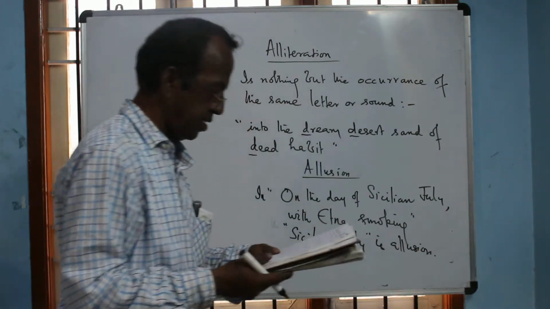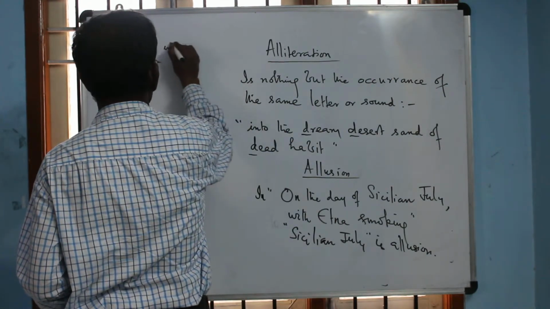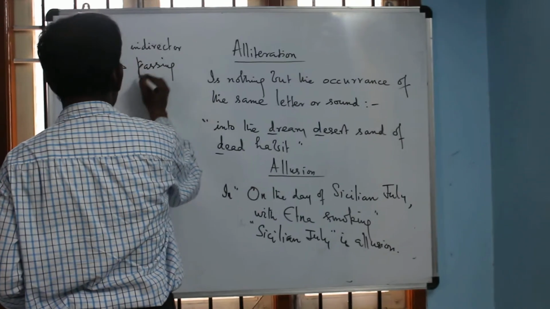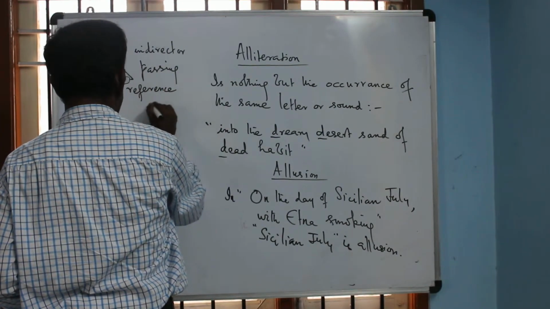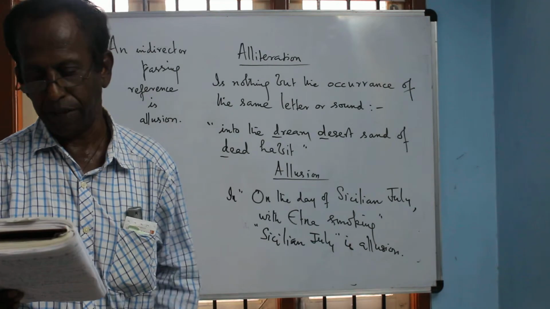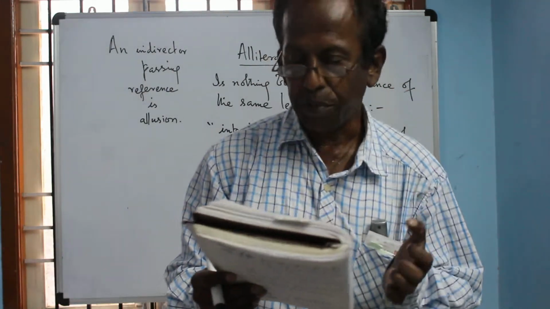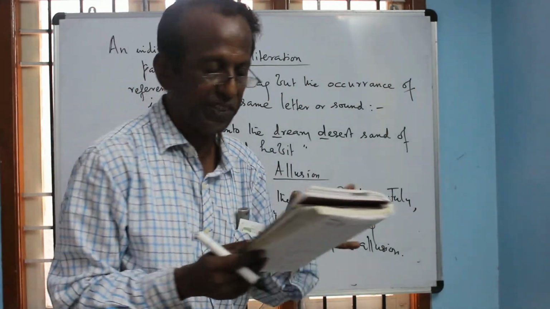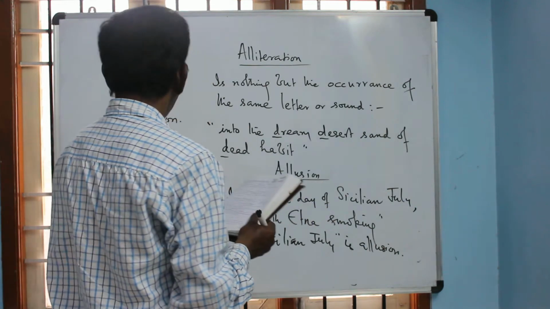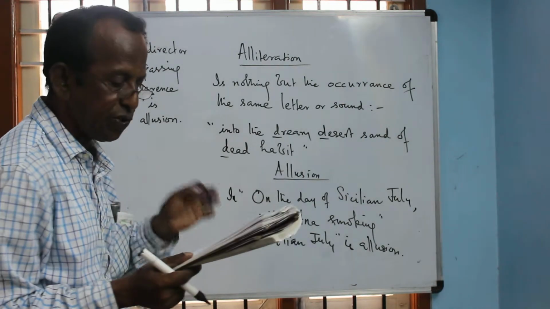Then what is allusion actually? An indirect, a passing reference. A passing reference is allusion. It won't be so straight, it won't be so direct. An expression designed to call something to mind without mentioning it very explicitly. So this is an indirect reference. Allusion is nothing but indirect, not so straight about.